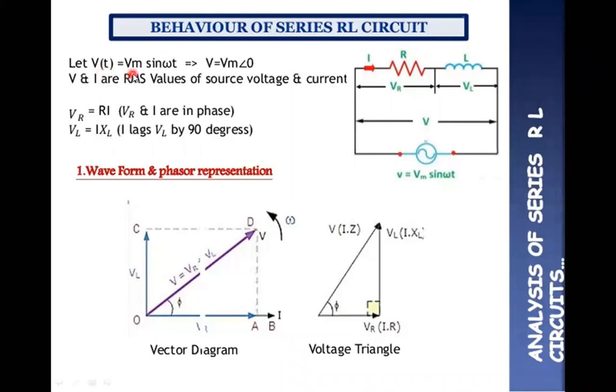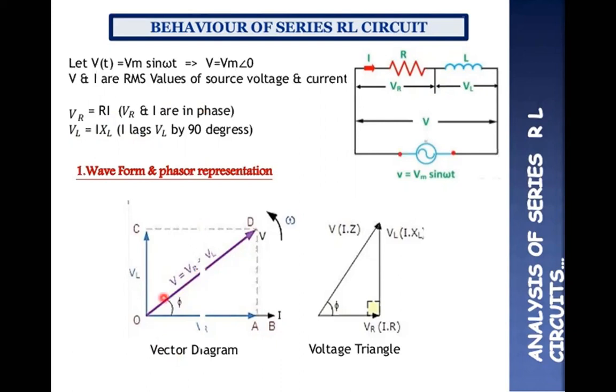So let V is equal to V max sin omega t, and capital V and capital I are RMS values of source voltage and current. The voltage across the resistance is VR is equal to R into I, where VR and I are in phase, because in the case of resistance we have studied that the current is in phase with the voltage. For the inductor, the voltage VL across the inductor is equal to I into XL, and here I lags VL by 90 degrees.